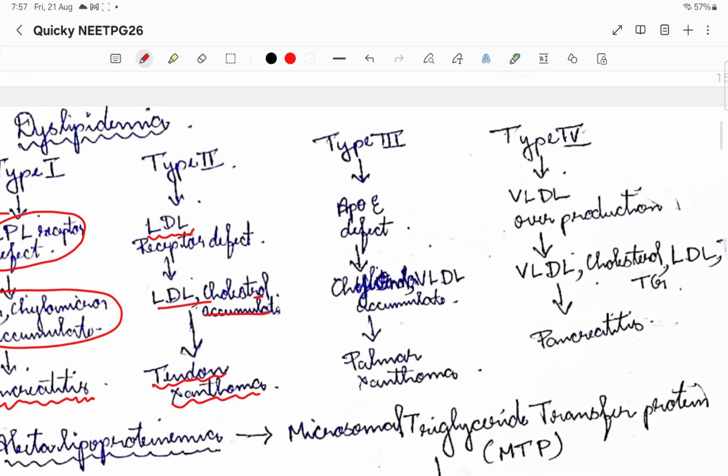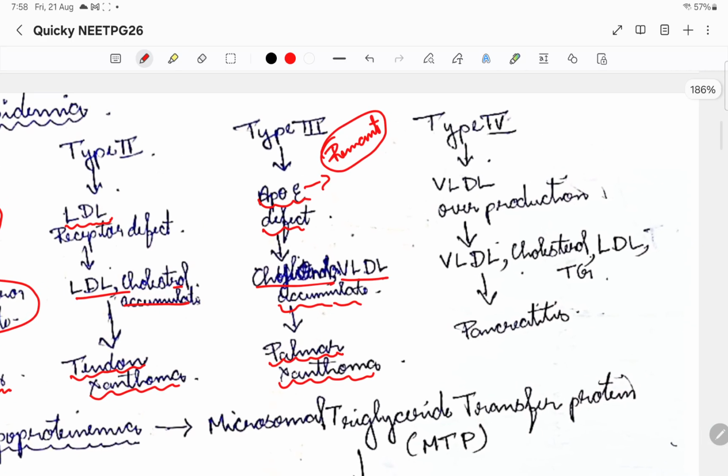In type 3, it is ApoE defect. What was ApoE doing? In both the chylomicron and VLDL, the remnants were being taken up by the liver through recognition of ApoE. Suppose this remnant is not being taken up, then both the chylomicron and the VLDL remnants get accumulated. That is when we get to see the fat deposits in the palm. Palmar xanthoma is what we can see.